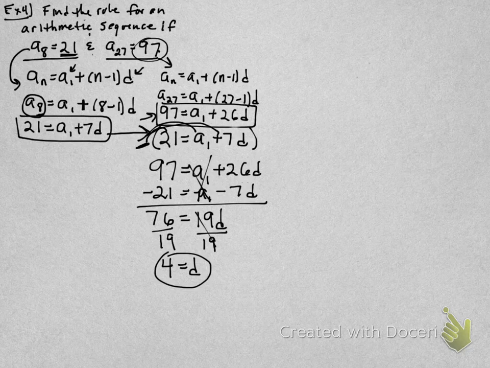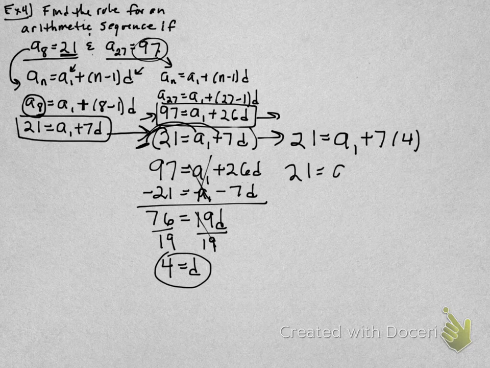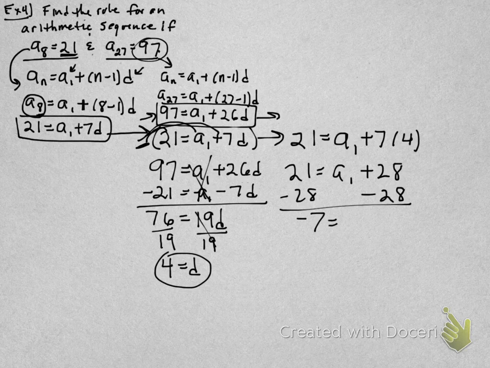Now that I have that, I can easily solve for a sub 1. I can use this equation if I wanted, or the top one, it doesn't matter which. I'm going to use this one and say 21 equals a sub 1 plus 7 times 4. So I get 21 equals a sub 1 plus 28. If I subtract 28, I get negative 7 equals my a sub 1. There's my first term, there's my common difference.